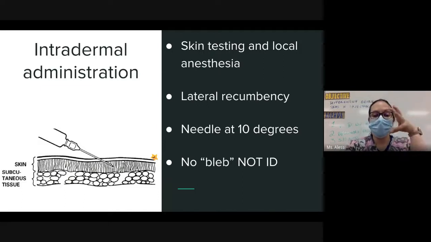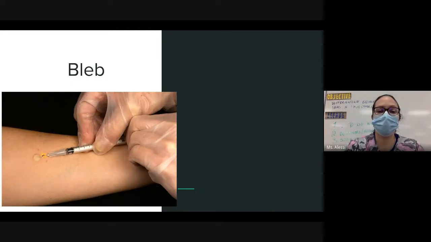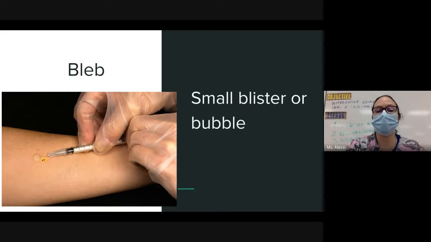If there's not a bleb, like a little boop, then it's not ID, and it went possibly sub-Q. Okay, so there, unfortunately, it's a human arm, but that gives you an idea of what that bleb is supposed to look like. So it's a small blister or bubble. Think about when you guys get water blisters, that would be a bleb, because that's fluid buildup in your skin.